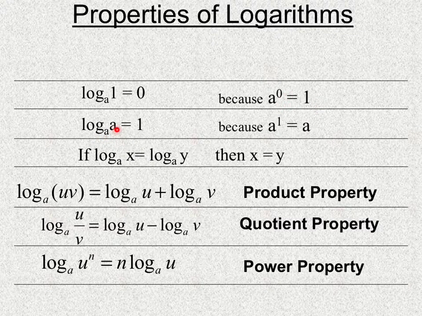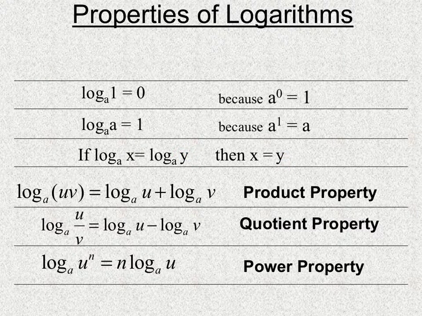The log of a, base a, is always going to be 1. So remember, this cancels out to 1 because a to the power of 1 is a. Remember that these can be rewritten. If log base a of x is equal to the log base a of y, and that statement is true, then x equals y. So the arguments can be set equal to each other.